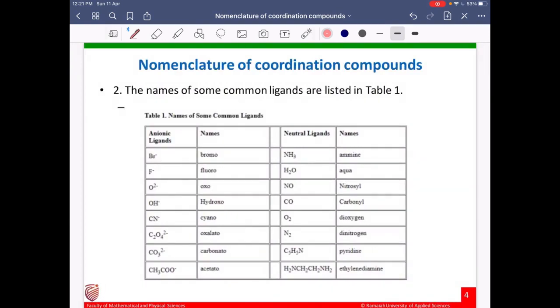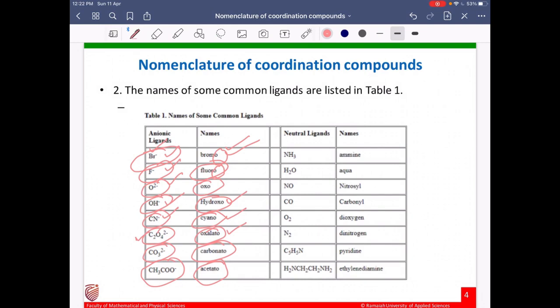These are the names of some common ligands. Anionic ligands: bromo, fluoro, oxo, hydroxo, cyano, oxalato, carbonato, acetato. Here we can see most of these anionic ligands, their names end with O. For example, bromide became bromo. Hydroxide became hydroxo. Cyanide becomes cyano. Oxalate becomes oxalato. So anion names end with O.